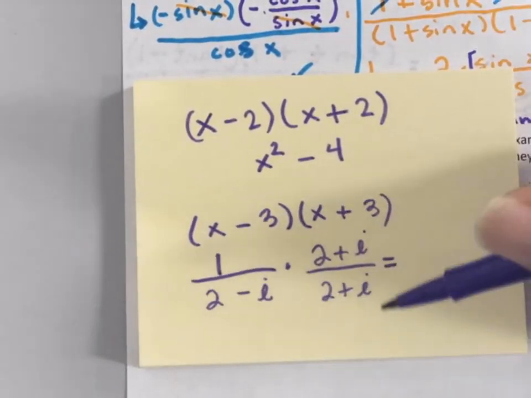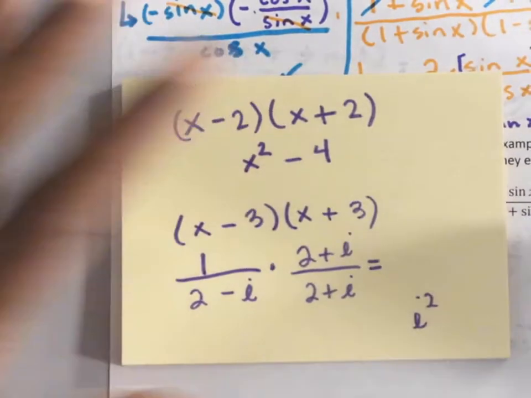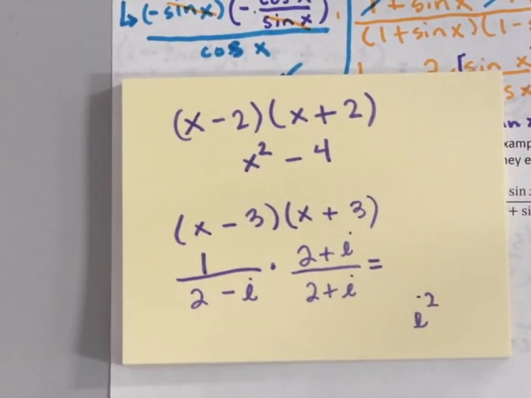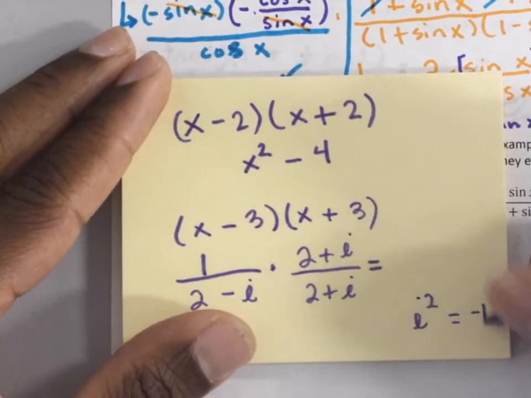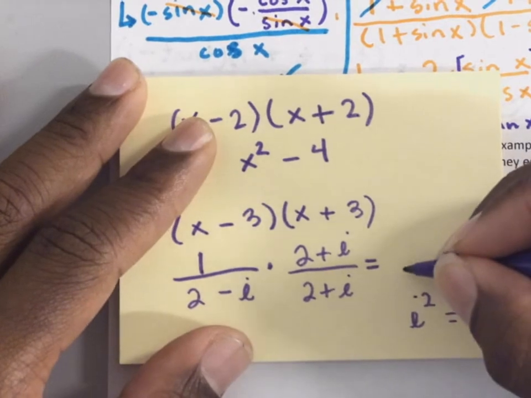All right. And this would cancel out the i's. Some of you may recall i squared. Anybody remember what that is by chance? i squared equals -1. 2 times 2 would be 4. So the bottom would come out to equal 3.